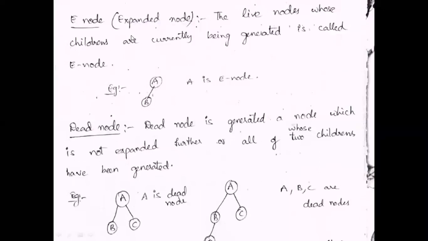Next one, E node, which means expanded node. The expanded node is a live node, the live node whose children are currently being generated.